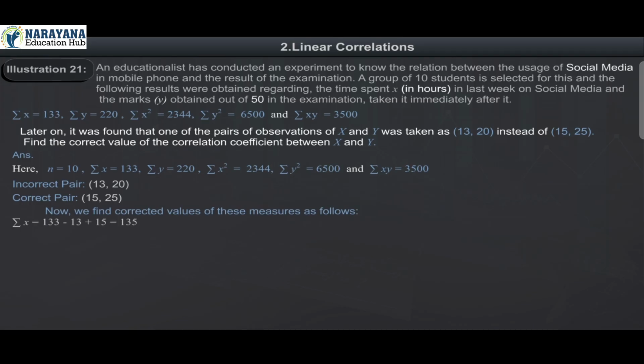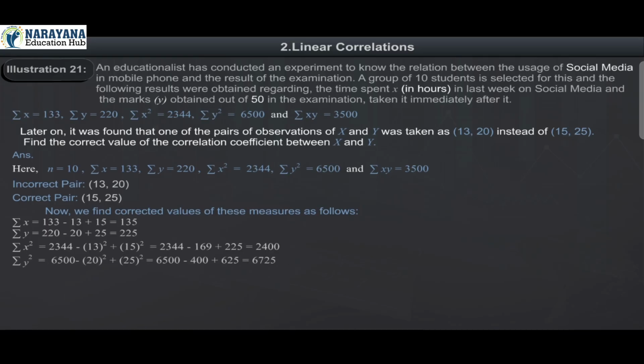Sigma x is equal to 133 minus 13 plus 15 is equal to 135. Sigma y is equal to 220 minus 20 plus 25 is equal to 225. Sigma x square is equal to 2344 minus 13 square plus 15 square is equal to 2344 minus 169 plus 225 is equal to 2400.